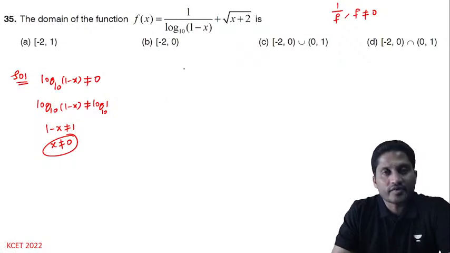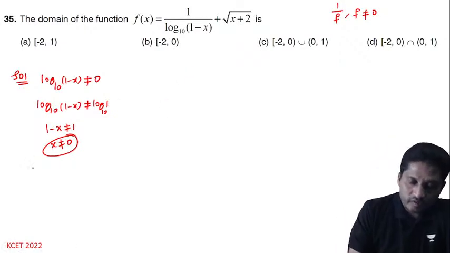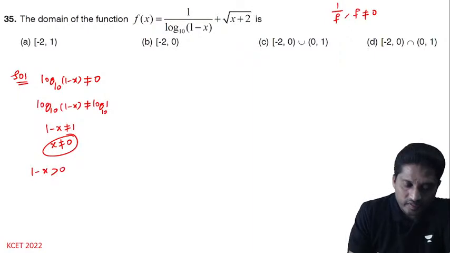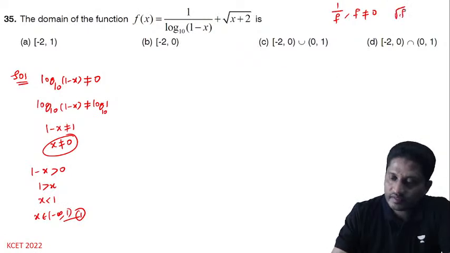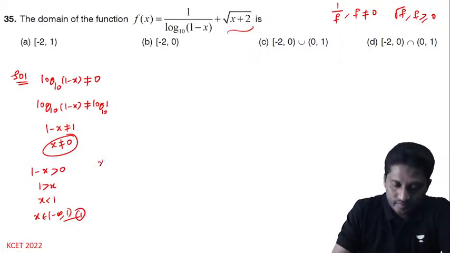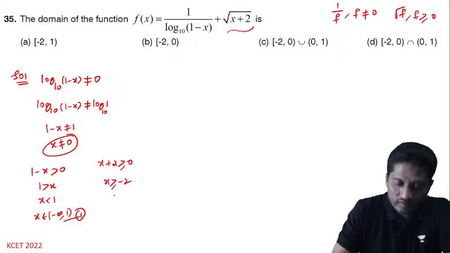Again, log x is defined only when x is positive. That is, 1 minus x should be positive. 1 is more than x, x is less than 1. X belongs to minus infinity comma 1. Then root f is defined only when f is greater than or equal to 0. Root of x plus 2 is defined when x plus 2 is greater than or equal to 0, x is greater than or equal to minus 2, x belongs to the closed interval minus 2 to infinity.